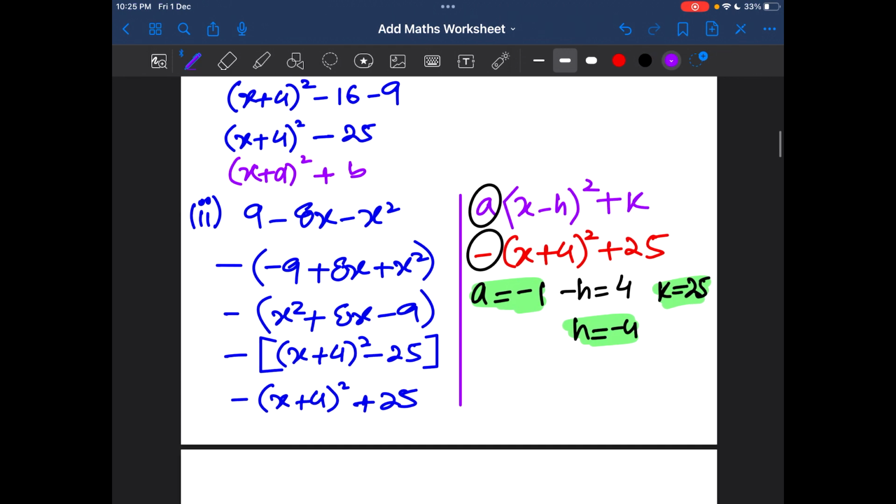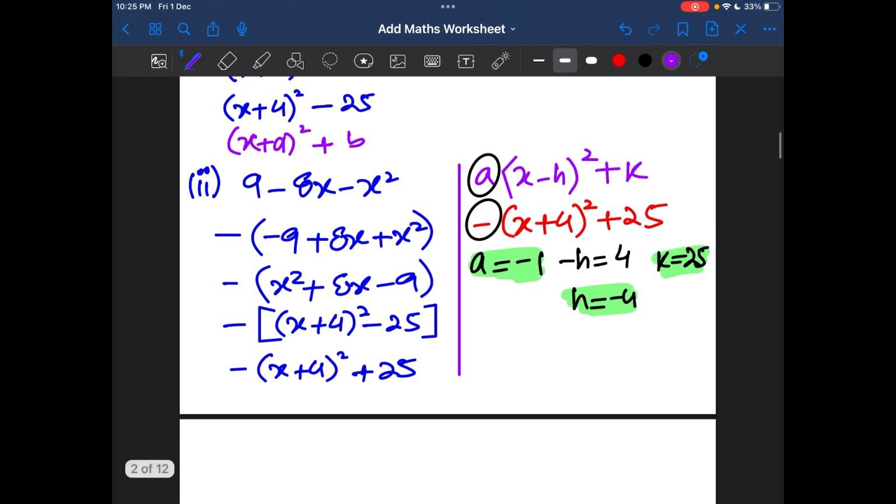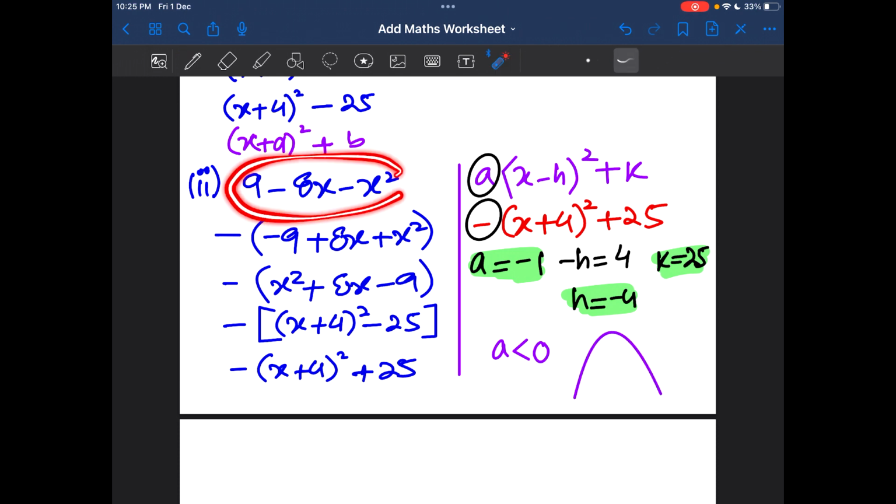Now this a value, you know this, if the a value is less than 0, which is negative, you're going to have a quadratic graph as concave down. So this quadratic expression is going to be a concave down quadratic graph, which we also call sad face. And in a concave down graph, you're going to have a turning point as the maximum point. This is called the maximum point or the turning point.